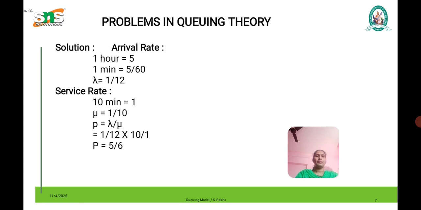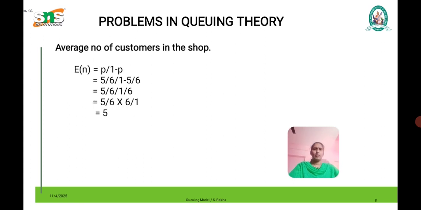What is the question? We are going to find the average number of customers in the shop. The formula for the average number of customers is rho by 1 minus rho. What is the value of rho? 5 by 6. Either you can write it as 5 by 6 or convert it to a decimal. So 5 by 6 divided by 1 minus 5 by 6. For 1 minus 5 by 6 we take the LCM: 6 minus 5 is 1, so we get 1 by 6. The 6 gets cancelled. We will get 5. So this is the average number of customers in the shop.